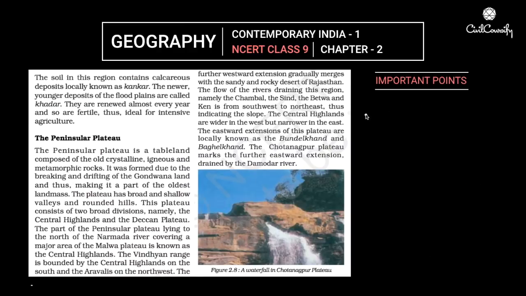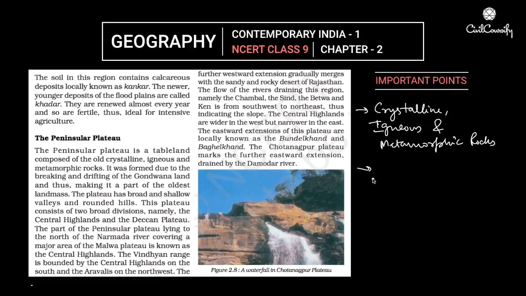Now we come to the third physiographic division, which is the Peninsular Plateau. Now we have already discussed how the Peninsular Plateau collided with the Eurasian plate and how it formed. It has hard igneous rocks: crystalline, igneous, and metamorphic rocks.